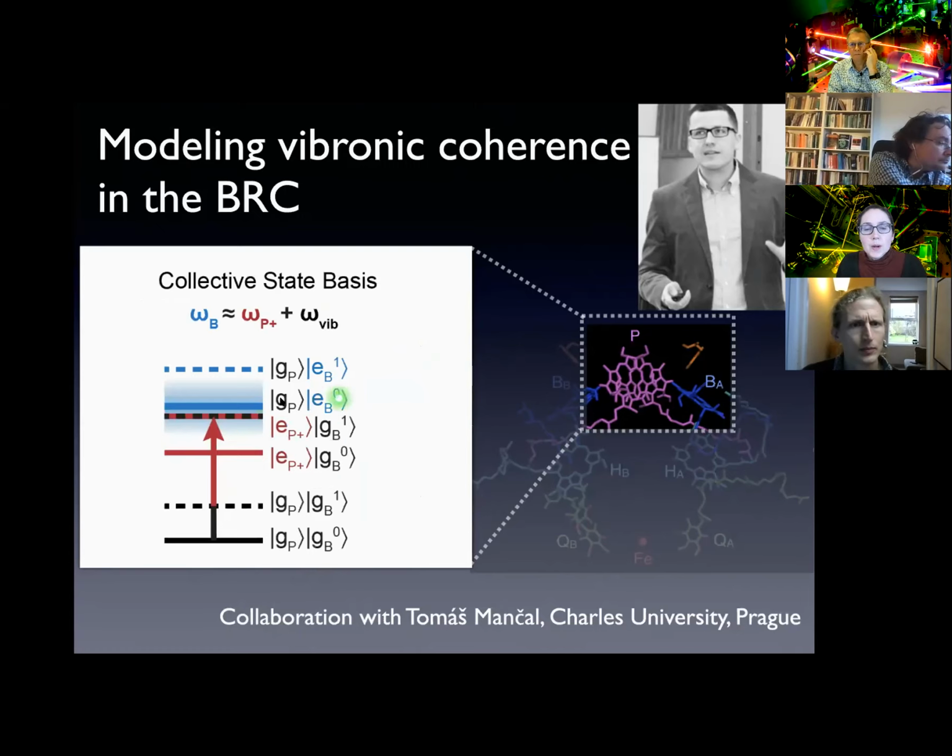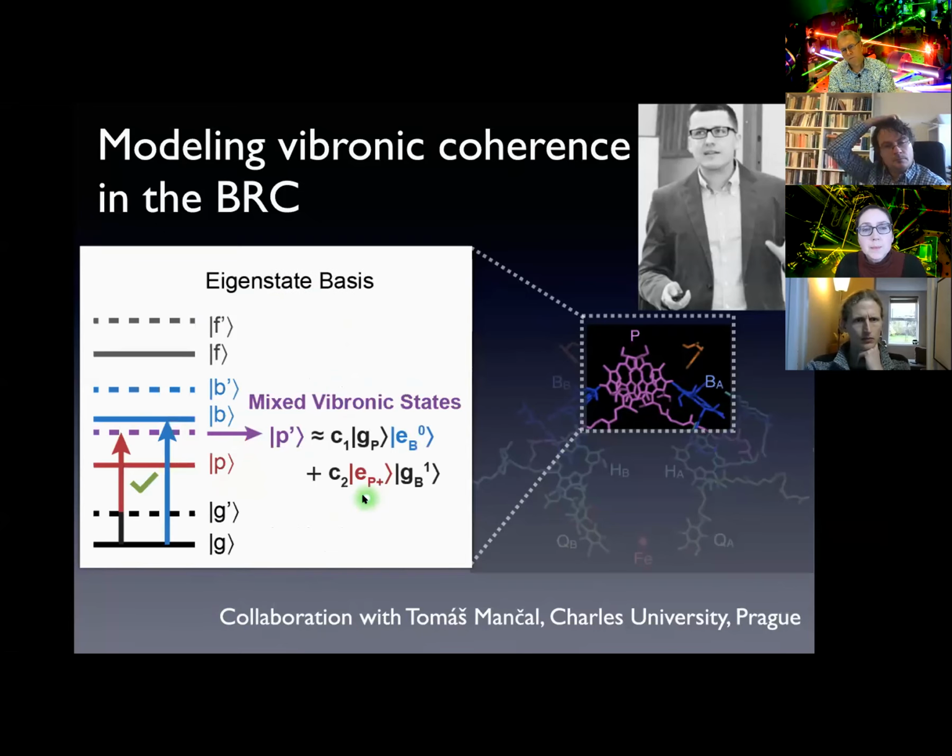Okay, so in the collective state basis, we have collective states that look like this, and I pointed out that we had quasi-resonances between electronic energy gaps and vibrations. So, for example, this energy gap between the ground state and an electronic excitation on B is roughly bridged by, or the frequency difference of the upper P exciton plus a vibration is in quasi-resonance with this.